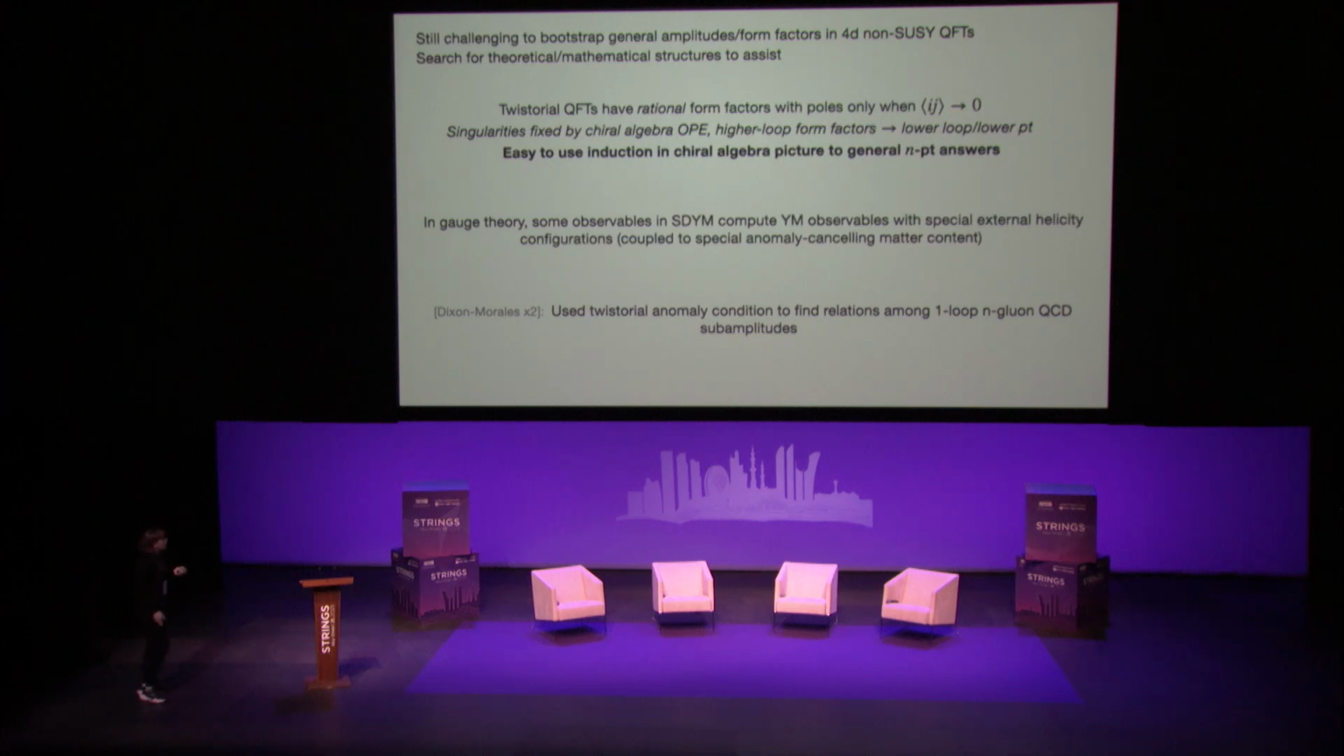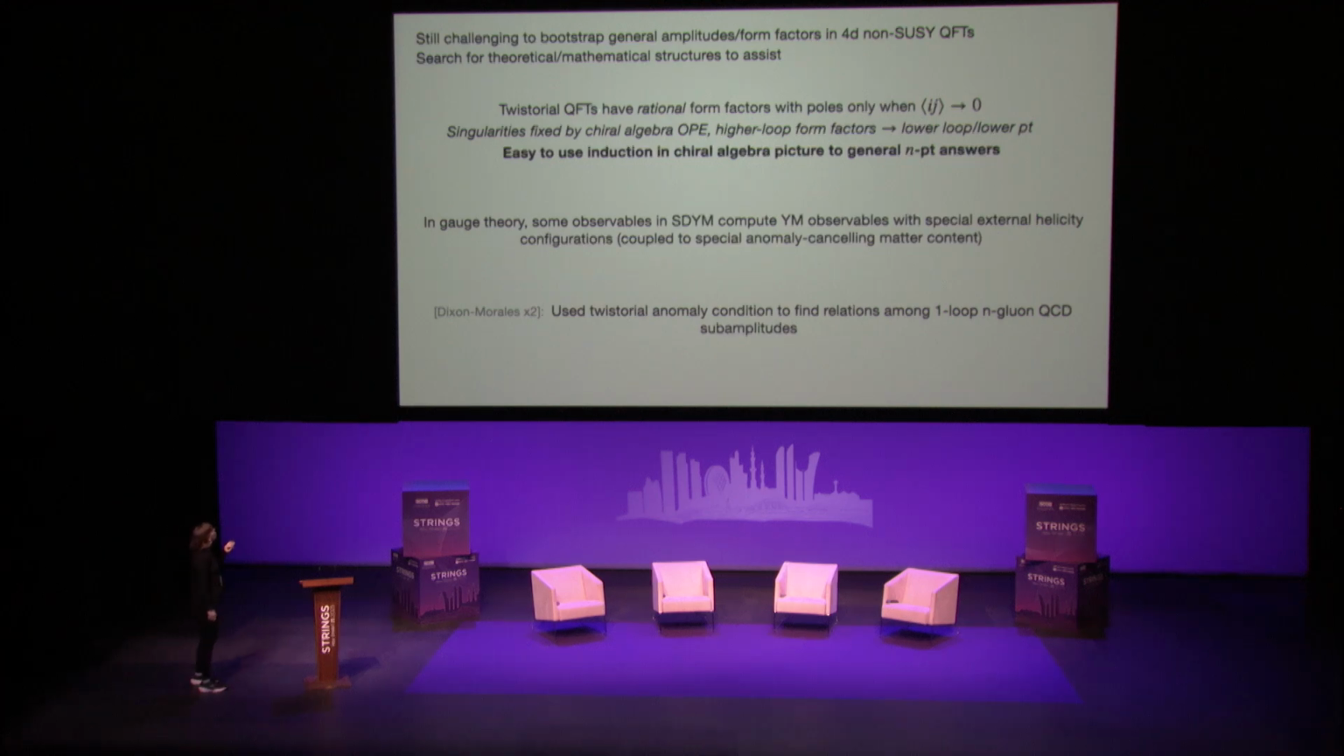And in particular, I want to stress, in QCD, for example, to go from, say, a 4-point amplitude to a 5-point amplitude, just the addition of one additional external state, is a great deal of work. It's very non-trivial. So in these theories, I also want to emphasize that the chiral algebra bootstrap makes it essentially trivial, very easy to use induction on endpoints and get general endpoint results. So that's a nice feature.